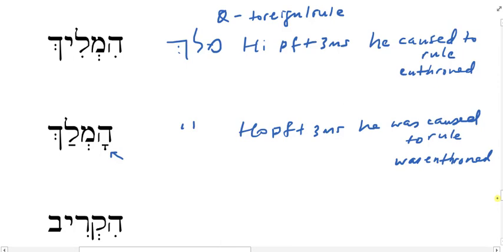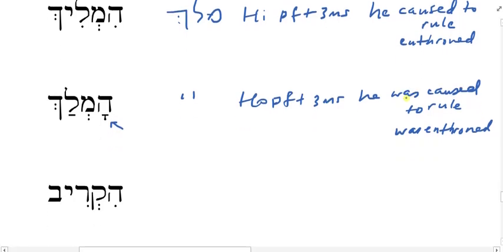Remember, it's the causing notion that is made passive, not the ruling notion. Otherwise, what we would be trying to say if we were misinterpreting the Hophal is that somehow he's in subjection to someone, right? But he's not being subjected to anyone. He's just being caused to be the ruler. You see, he's still ruling, but someone made him the ruler in this case.